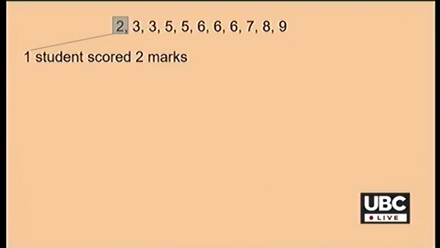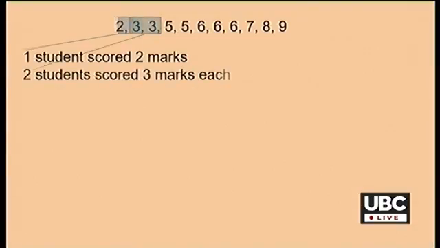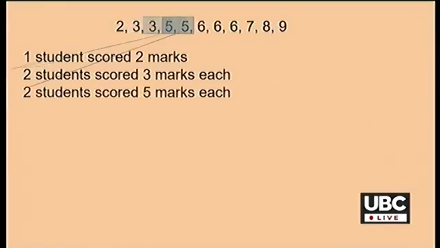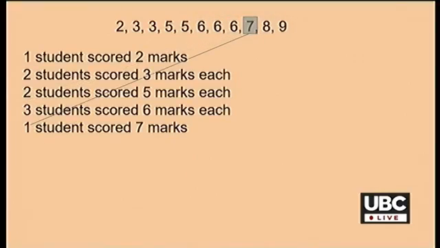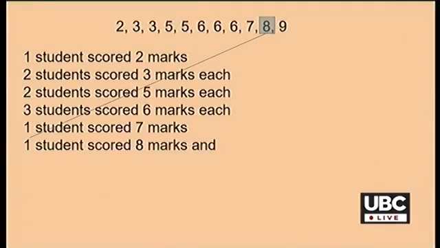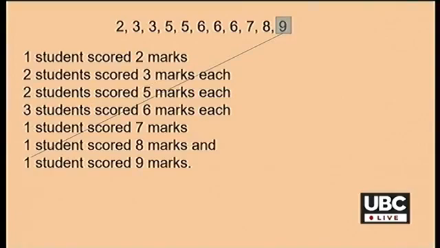How do we find the modal mark? We have seen that one student scored 2 marks, 2 students scored 3 marks each, 2 students scored 5 marks each, 3 students scored 6 marks each, 1 student scored 7 marks, 1 student scored 8 marks, and 1 student scored 9 marks.